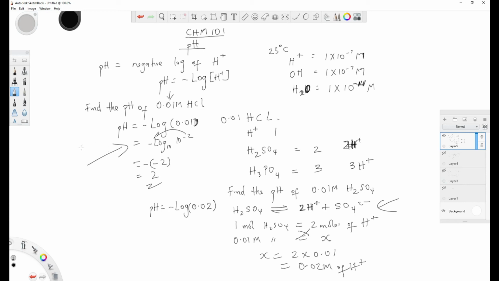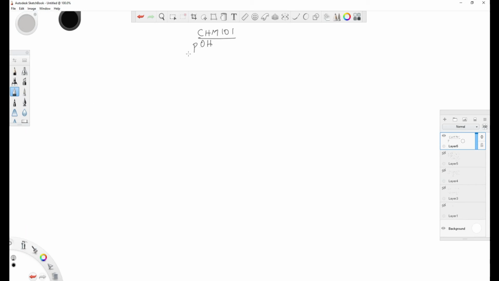and doing it this way is actually wrong. So it depends on the basicity of the acid. That's for pH. Now let's go into pOH. Again, if you multiply, it's 2 now.